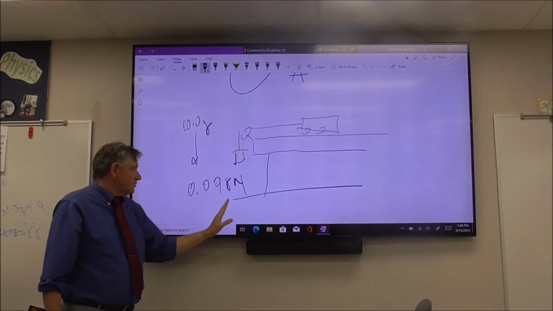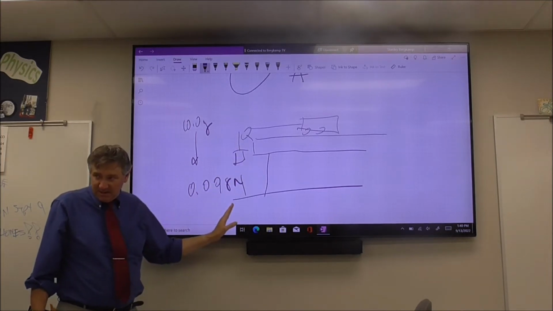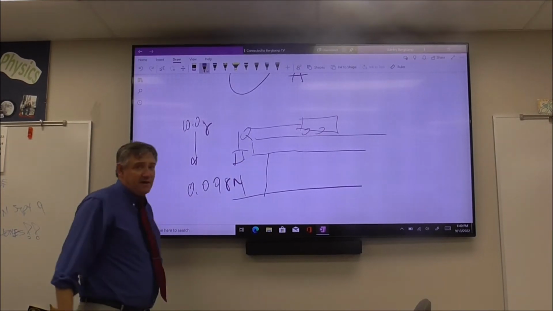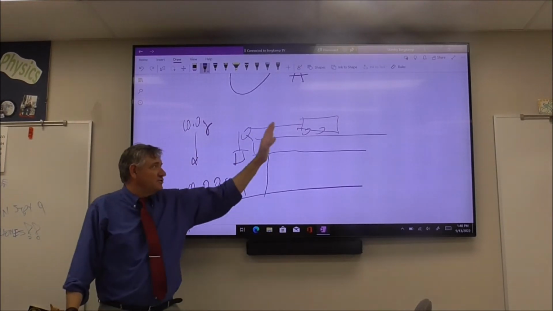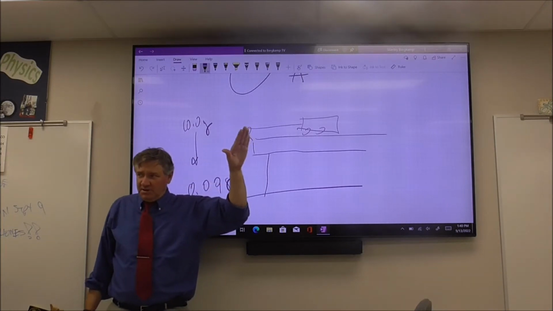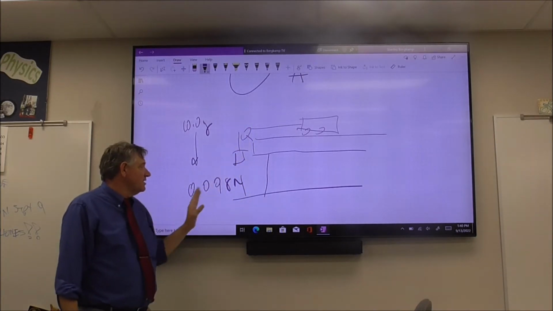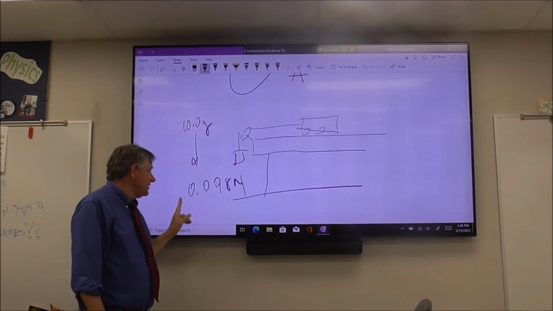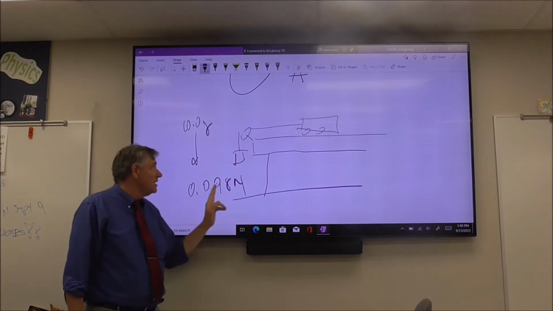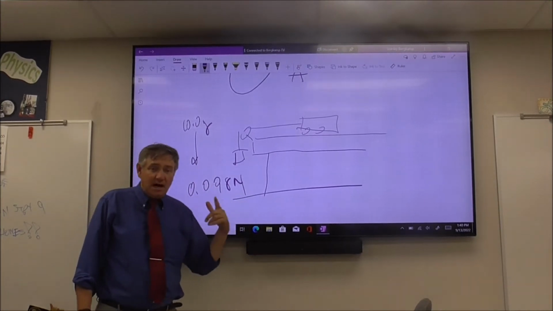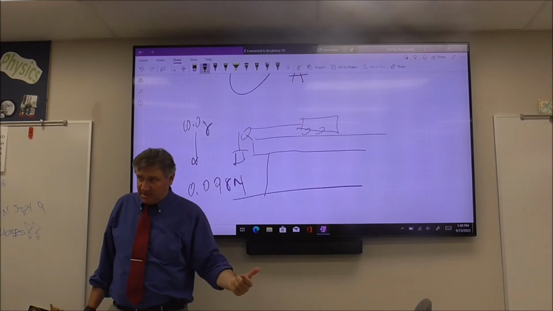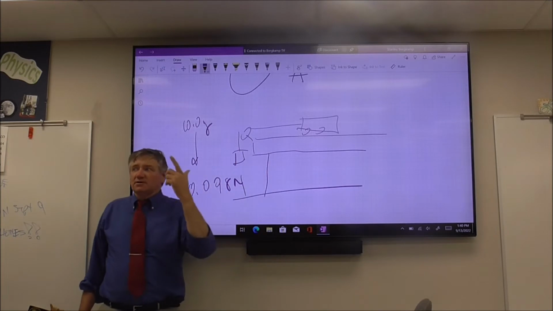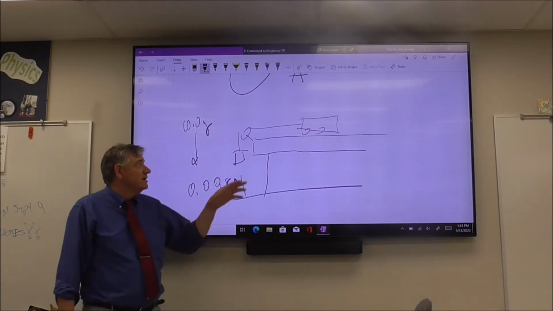You have a downward force acting on this thing of 0.098 newtons. Situation number 1, I just cut that string. I'm not dragging anything, I just cut it. If I just cut that string, there's a 0.098 newton force acting on a 10-gram mass. If I take 0.098 newtons and divide that by 10 grams, I'm going to get an acceleration of 9.8 meters per second squared.